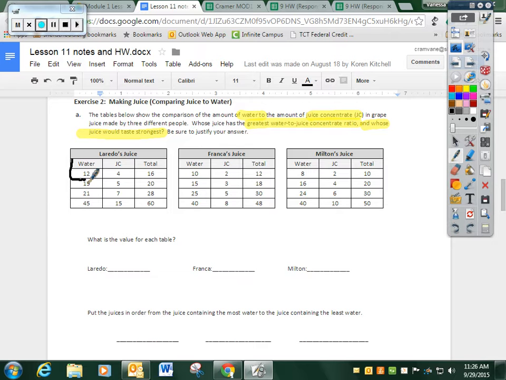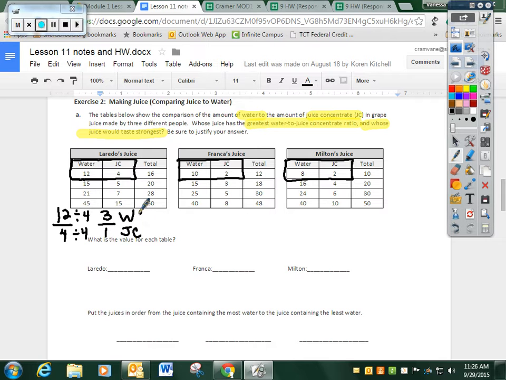And I'm going to box in the very first box of water to juice concentrate, since that's what the question is asking us to do. And I'm going to scale them all down, okay? If this was 12 to 4, I would realize they're both divisible by 4. So that's 3 to 1 water to juice concentrate for Laredo.